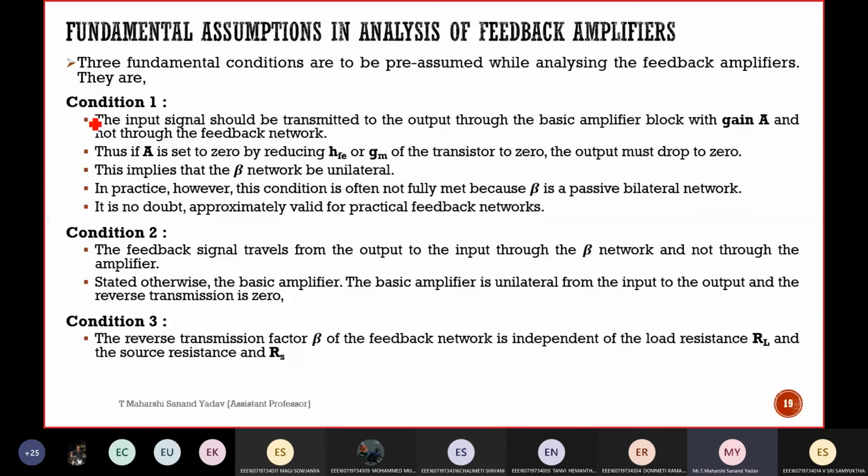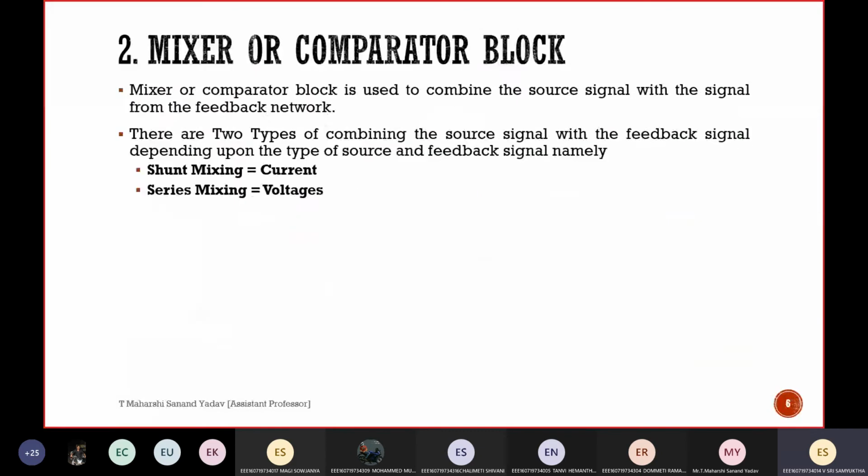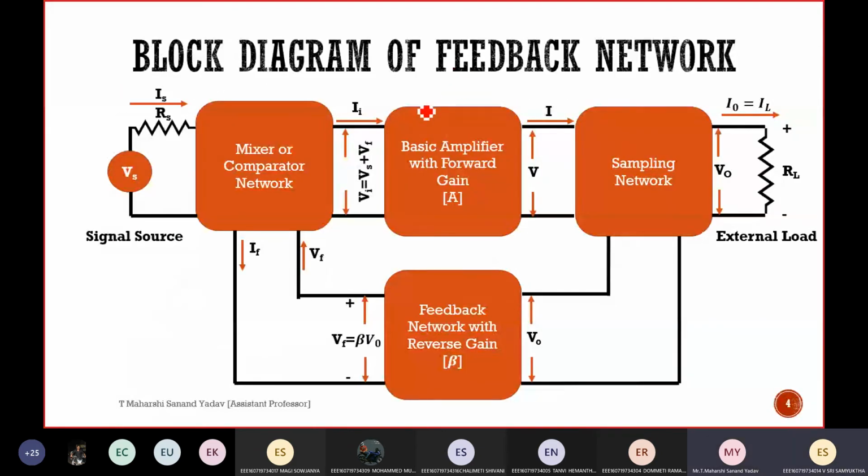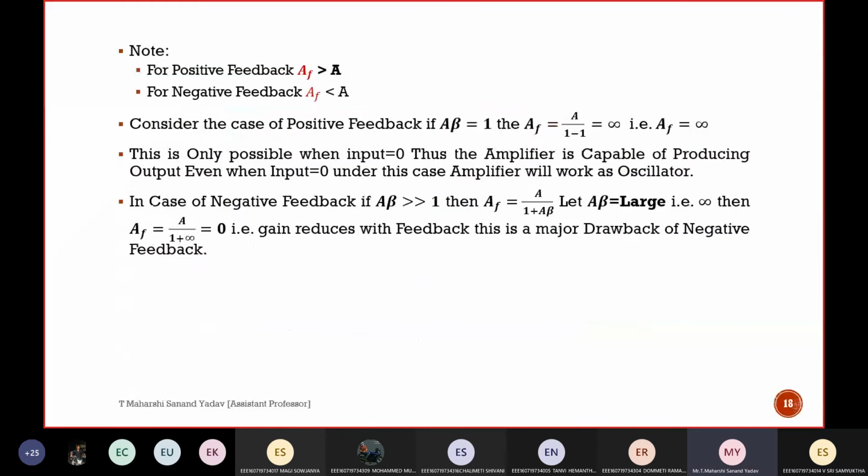Condition 1. The input signal should be transmitted to the output through the basic amplifier block with gain A and not through the feedback network. Explain. The input signal which we are supplying should be transmitted through the gain A basic amplifier with forward gain. So here if I'm applying input, it should pass through this block, but not like this. Yes, sir. From the basic amplifier block. This is one of the conditions.